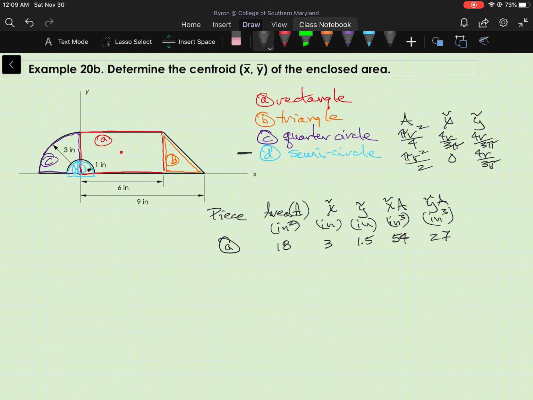Okay, now before we go on, we're going to use the equations we developed in the lecture. I probably should have mentioned this at the start of the problem, but we're doing all this so we can use these equations to solve for x bar and y bar of the composite area of the entire area.